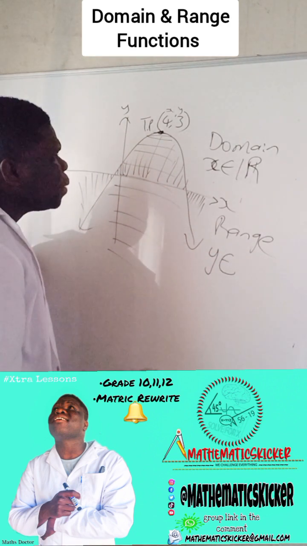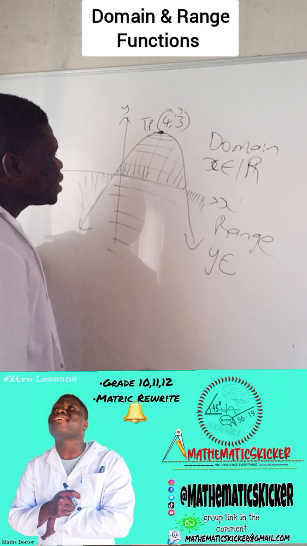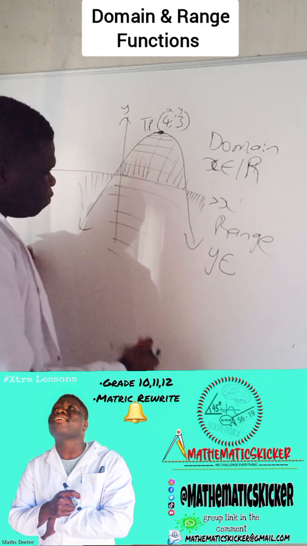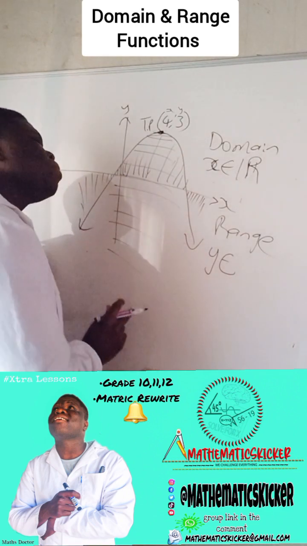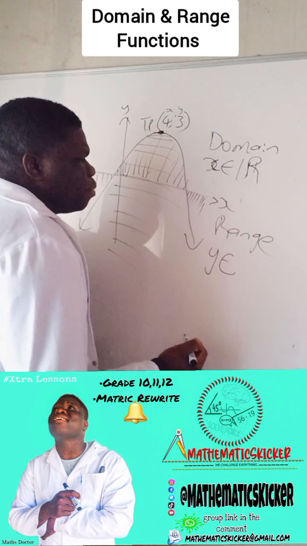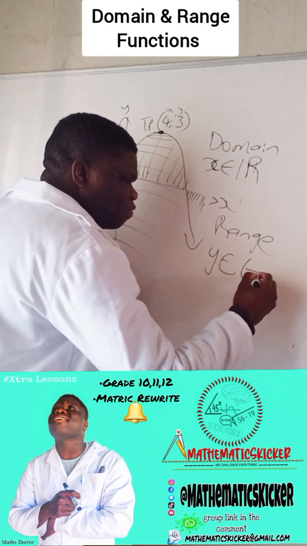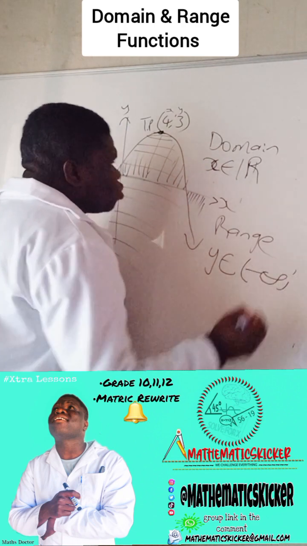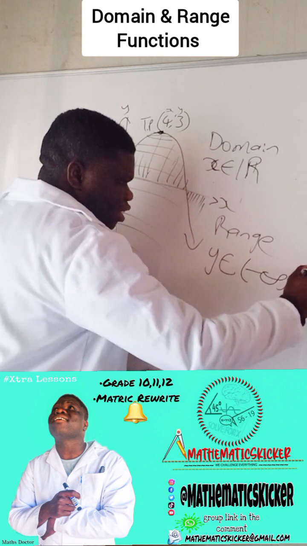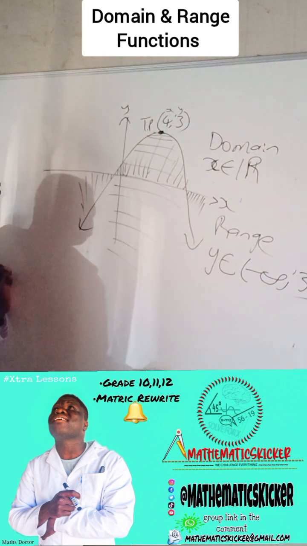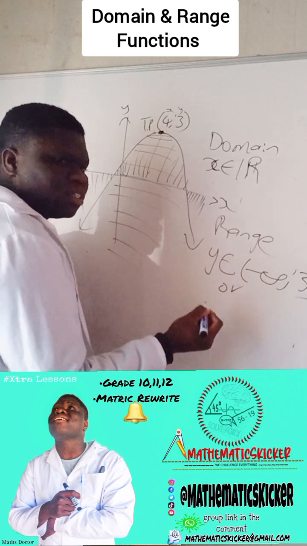Y is the element of what? They start from negative infinity going up, right? They start from negative infinity going up, because if you are going down, it is negative infinity. Y is the element of negative infinity to 3, with 3 included. They start from negative infinity, they stop at 3, included.